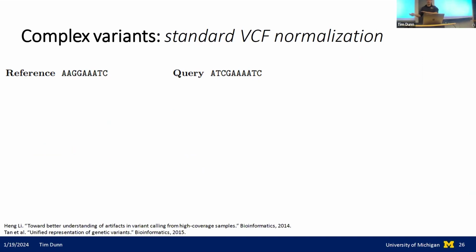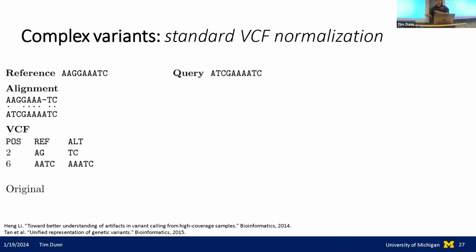So you may have heard variant normalization is standard practice. However, there's typical variant normalization and then some extensions that we add on to it. So for example, if you have a reference and query sequence that differ, you would align them to one another and represent the variants in some form. So this form right here shows two bases changing to two other bases. Then over here, AATC becomes AAATC.